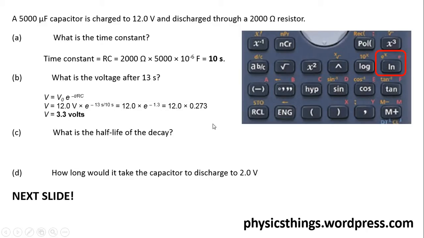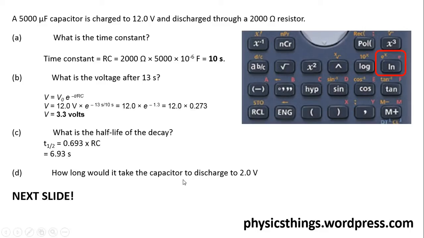What would be the half-life of the decay? Well, remember we looked earlier that the half-life is 0.693 times the time constant, RC. Well, I worked out the time constant earlier as 10 seconds, so my half-life is 0.693 times the time constant, which gives me 6.93 seconds.